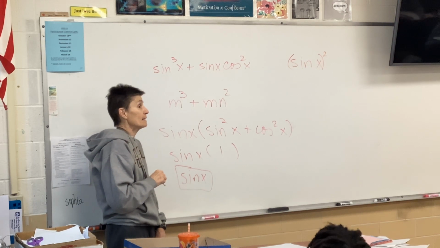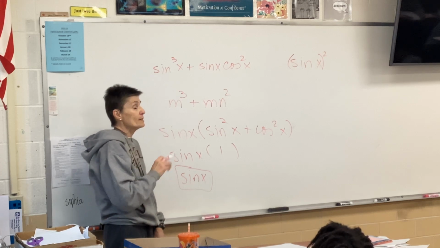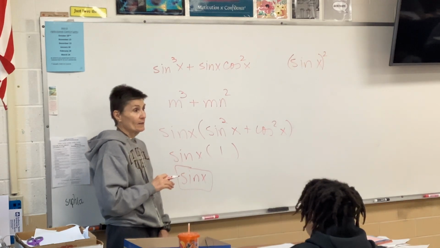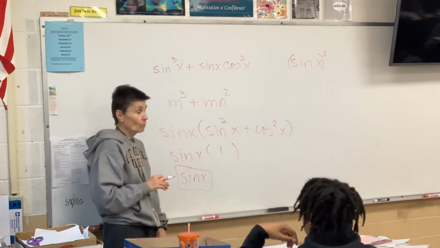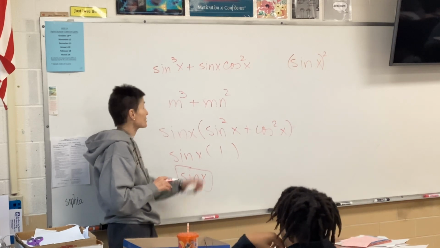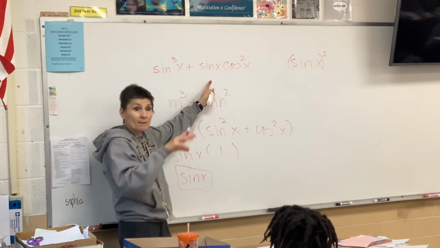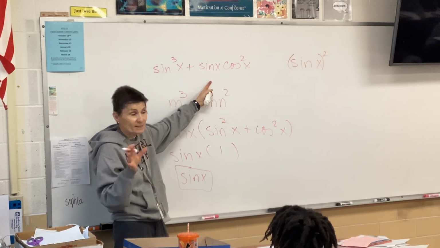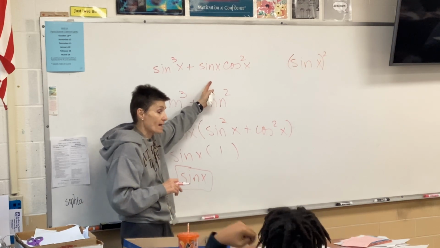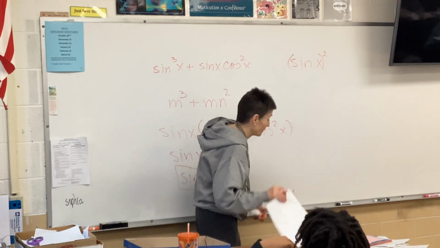Yep. And how did we do that? We simply factored. And why did we factor? Well, we really couldn't do anything else. We noticed we had something in common. And when you have something in common, you should try to factor it out. GCF. Just like you always have. All right, let's look at the next one.